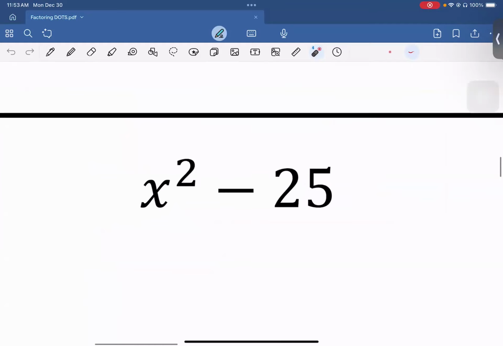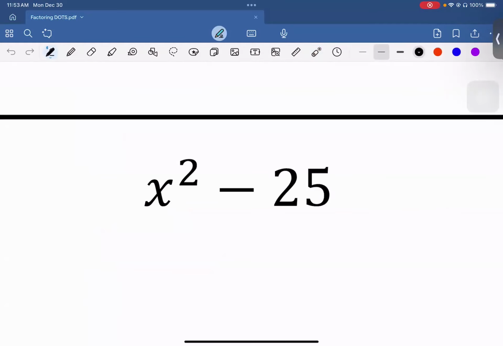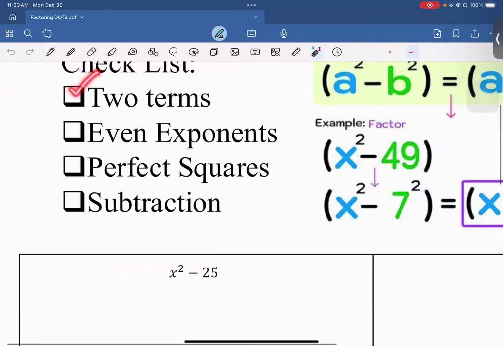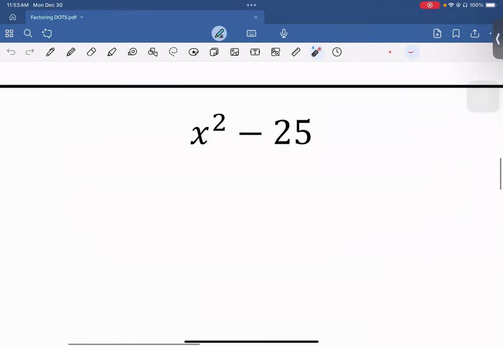We have something like this. You can very well see this on your Regents exam. I'm keeping my checklist in mind. So I have two terms. I have even exponents, yes. I have perfect squares, that 25 is a perfect square. And then I also have subtraction. We can do DOTS.